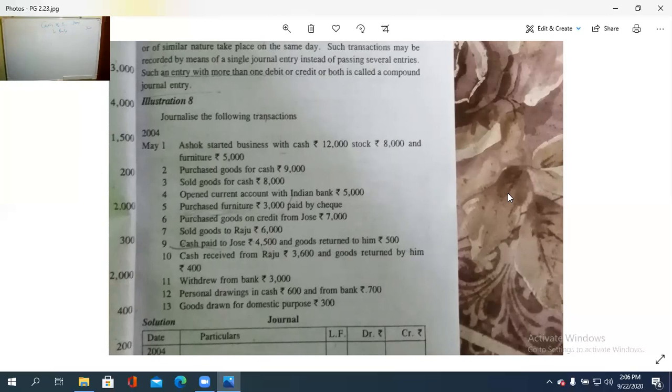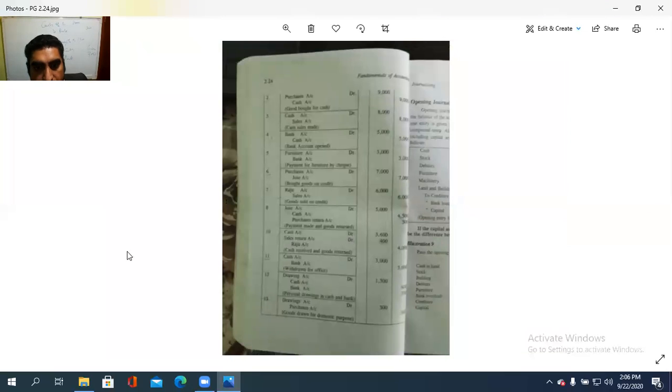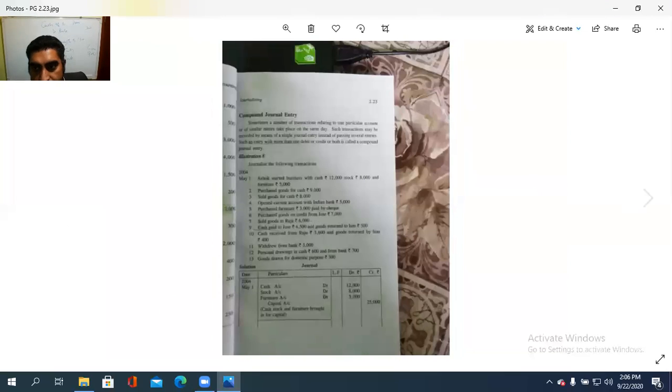Then personal drawings in cash 600 and from bank 700. So what is that? Personal drawings. Drawings account debtor to cash 600 and to bank 700. So 1,300. So that is the case. Personal drawings in cash 600 and from bank 700. So drawings account debtor to cash and bank. That is the same.